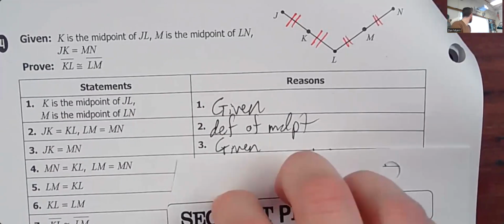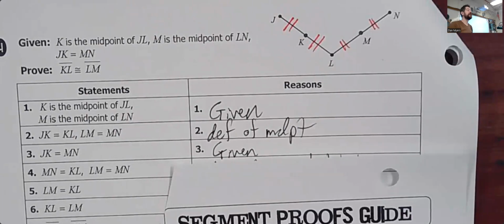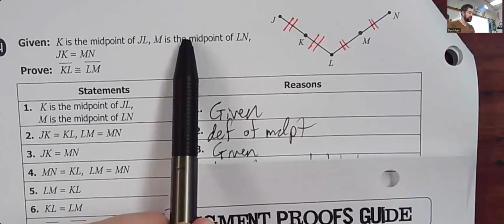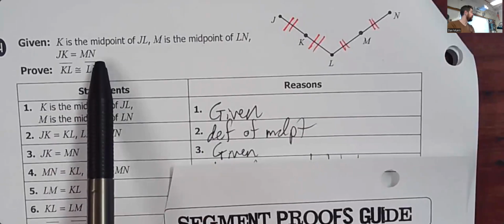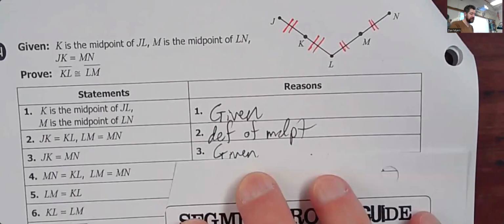Not every single time you're going to have all the given information in the first step. The reason for that is sometimes the given information relates to slightly different things. These two statements up top in the given both have to do with midpoint. This one doesn't. So that's why we didn't write it in the given to begin with. It was separated out. All right, so 3, given.